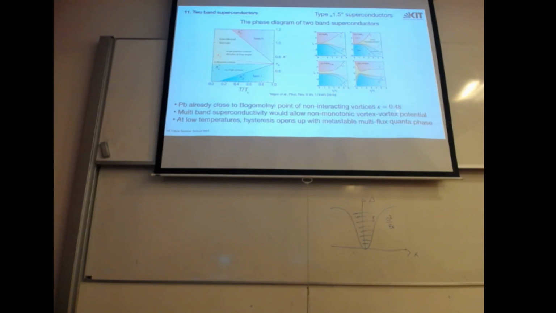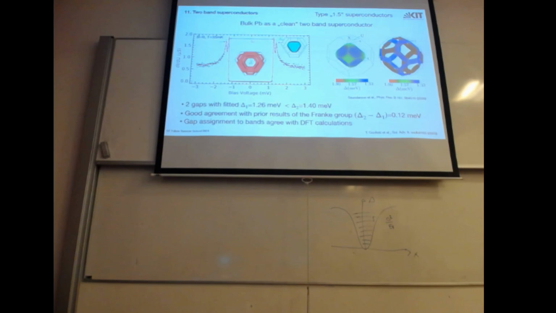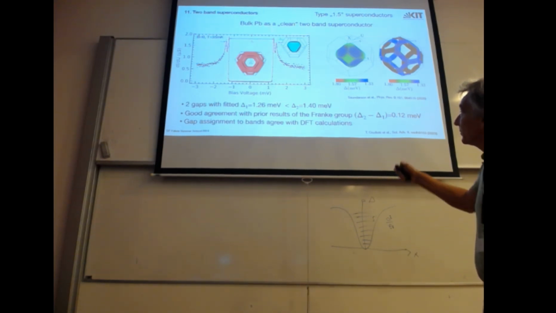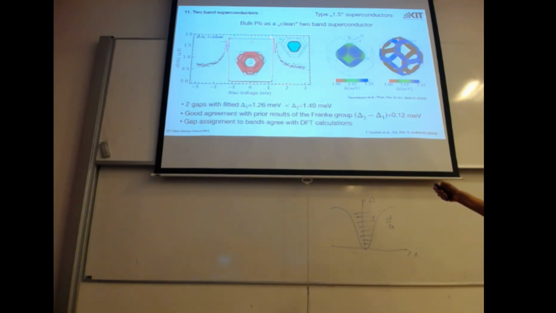We work on lead, which has a kappa of 0.48. The critical value is 0.7, so maybe we are lucky. Now we go to really low temperatures, 35 millikelvin, essentially T equals 0, on lead. This is the density of states measured by STM. You see very nicely the hard gap of the superconductor, but you see two coherence lengths. It's a two-band superconductor because the Fermi surface of lead contains two distinct Fermi surfaces.